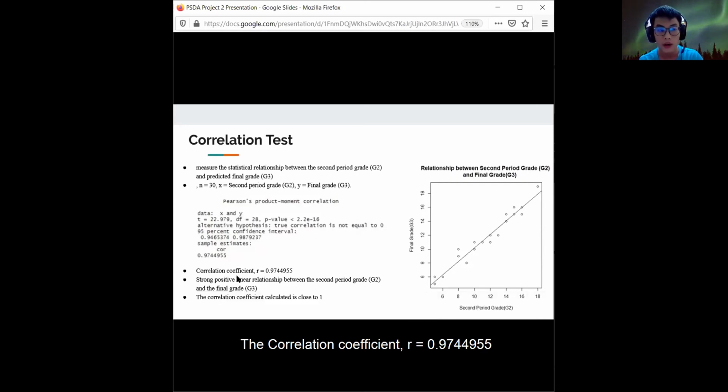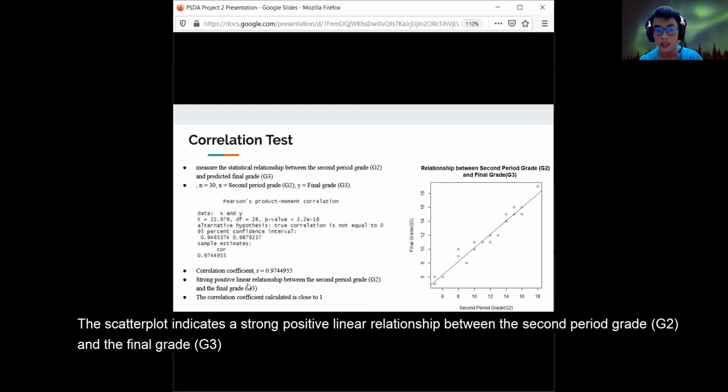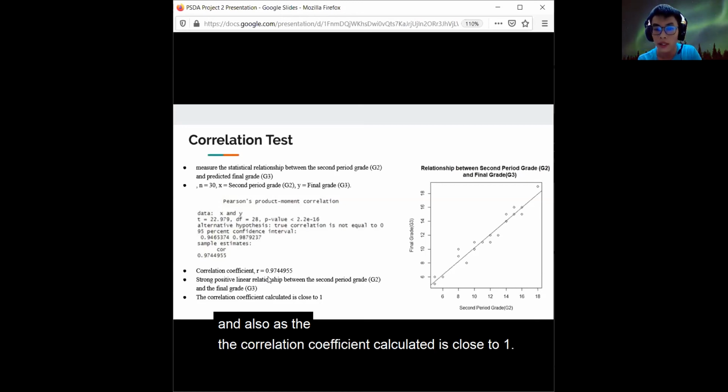The correlation coefficient, R, equals to 0.974495. The scatter plot indicates a strong positive linear relationship between the second period grade and the third period grade, and also the correlation coefficient calculated is close to 1.